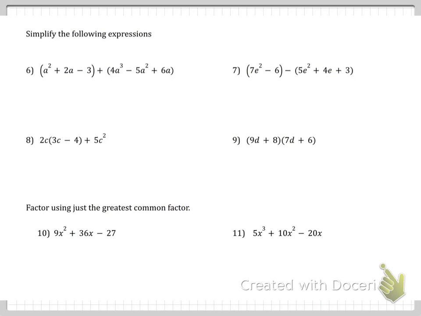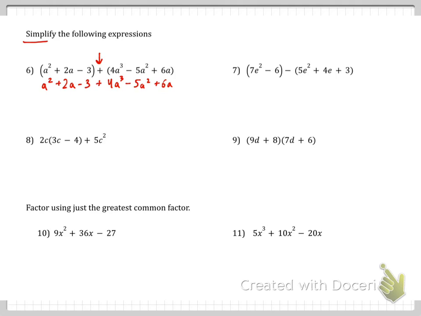For number 6 through 9, it just says simplify the following expressions. This could be adding, subtracting, multiplying, distributing, or any combination thereof. So for the first one, we're simply adding, and that means we just need to drop the parentheses and combine like terms, since it's addition. So let's drop the parentheses and then combine like terms.